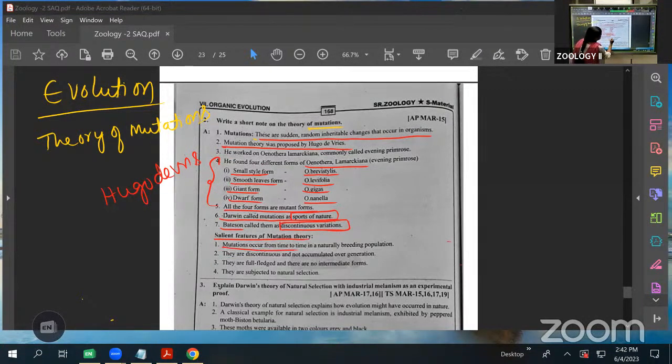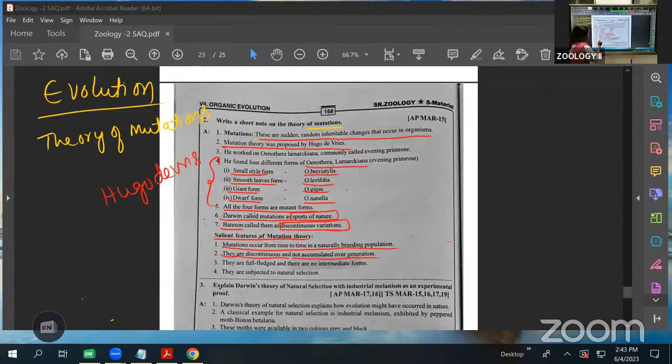Next, what are the main characters of the mutation theory? Mutations occur from time to time in the natural breeding population, not an artificial one. Next, as Bateson said, they are discontinuous and not accumulated over the generations. Every time they are discontinuous, not continuous, not permanent, and not accumulated over all the generations.